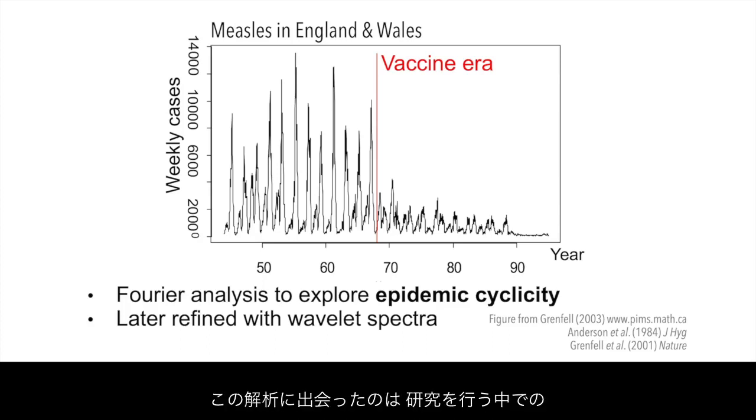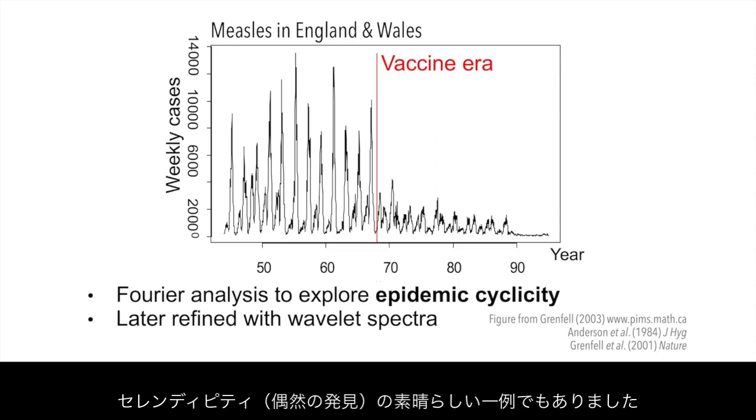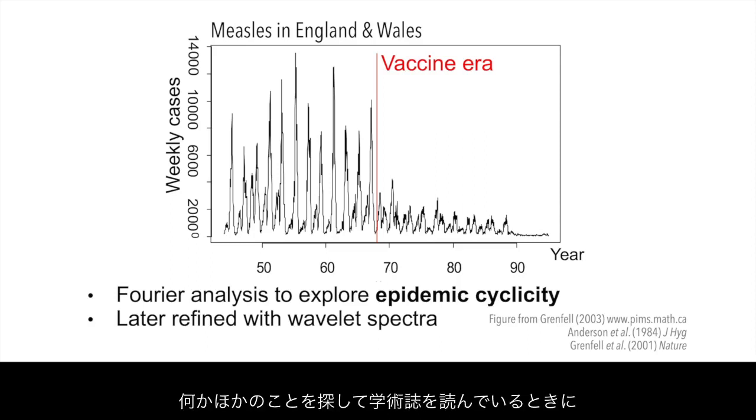This is also a great example of serendipity in research. I was browsing through a journal looking for something else and came across a meteorological paper that used wavelet analysis. I realized that the analytical techniques used in that paper, from quite a different academic field, could be adapted to quantify changes in epidemic cyclicity, not only through time, but also across space.